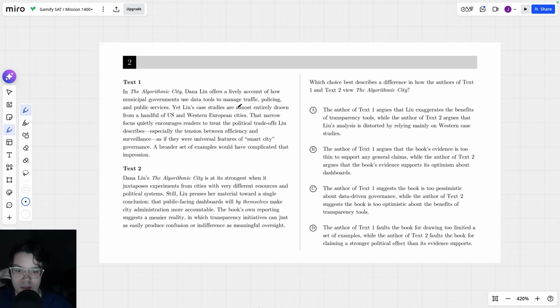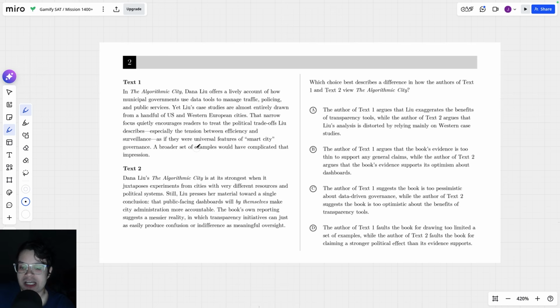Lu's case studies are almost entirely drawn from a handful of US and Western European cities. So she's not looking at all the different cities in the world, she's just looking at US and Western European ones. The narrow focus quietly encourages readers to treat the political trade-offs Lu describes, especially the tension between efficiency and surveillance, as if they were universal features of smart city governance. So there are some features that are just for US and Western European cities.